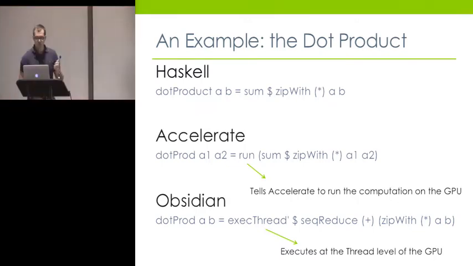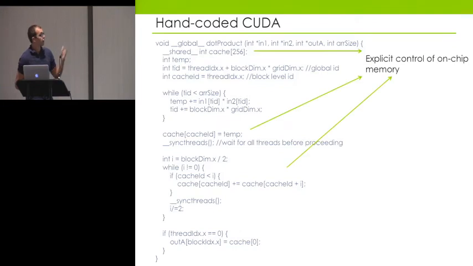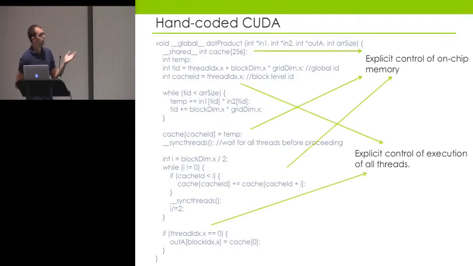It's important to compare this to something like we would do normally in CUDA. This is the same program, dot product, just using shared memory. And we need to take care of everything that happens inside the GPU. So this is, as you can see, very error prone. So Accelerate and Obsidian already solve some of the abstraction issues we might face.